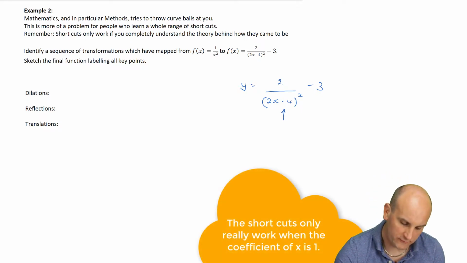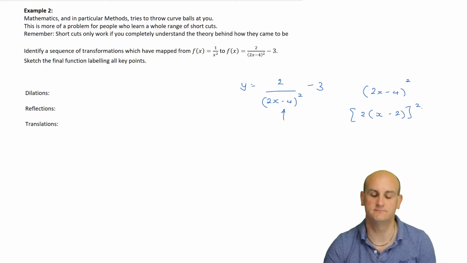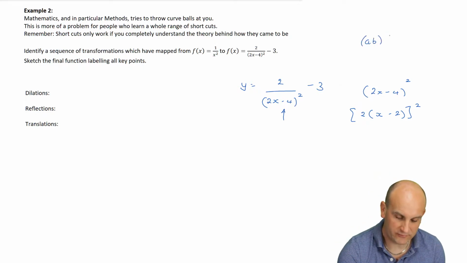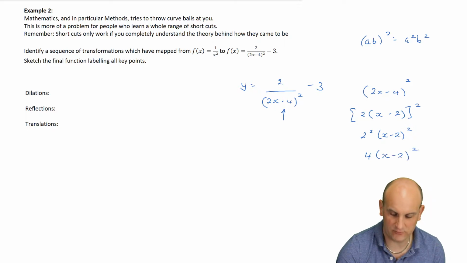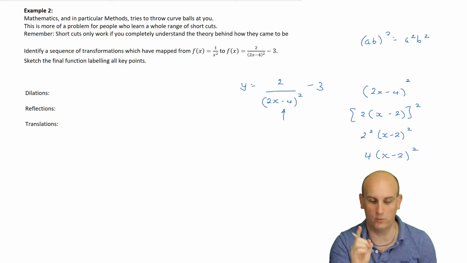So what I'm going to do is look over here and say, well, I know that (2x minus 4) all squared can be rewritten. I can take a factor of 2 outside that bracket. Now, because we know that (ab) all squared is equal to a squared b squared, then I know that that can be refactored as 2 squared (x minus 2) squared, or 4 lots of (x minus 2) all squared. Now, that's useful to me because I've now got a coefficient of x as 1.